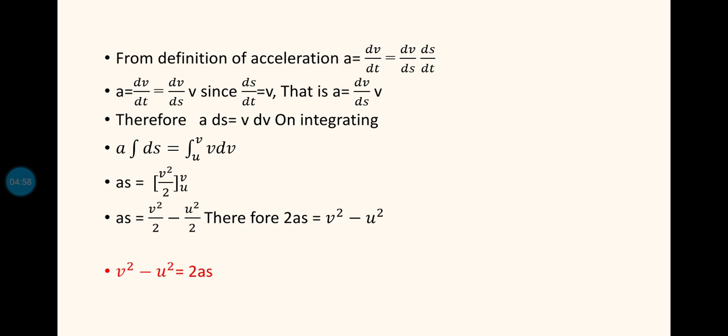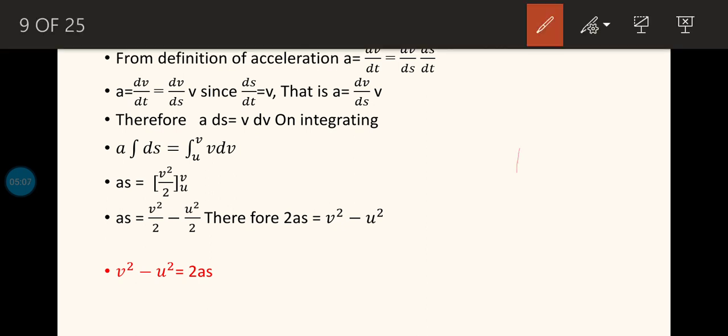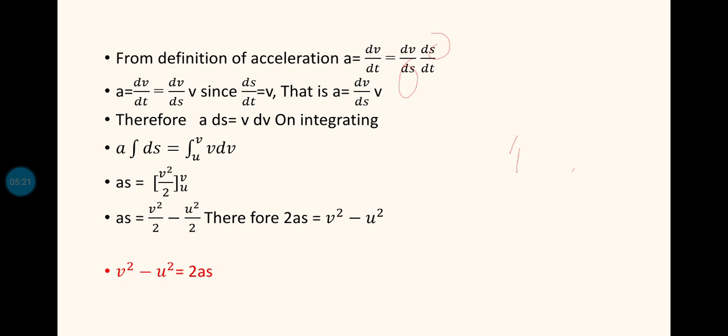This can be rewritten as dv by ds into ds by dt. That is, we are multiplying and dividing the entire term with ds. So ds and ds cancel, and finally it will be equal to dv by dt. The same thing will come back, just that I am multiplying and dividing with ds.